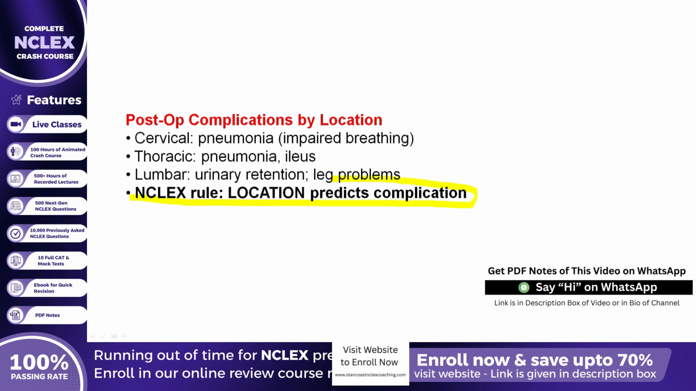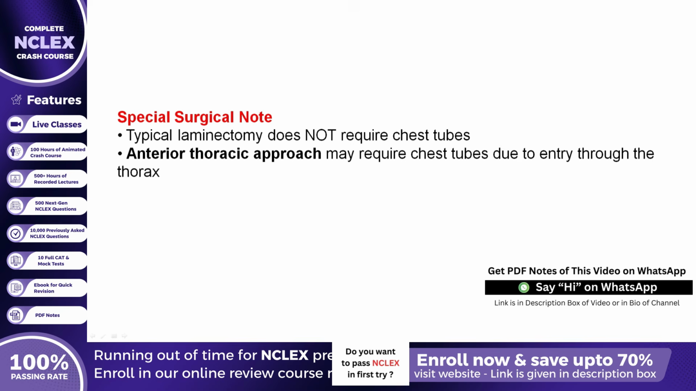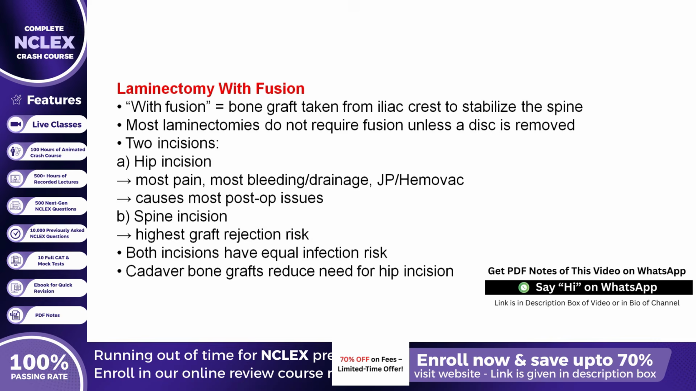Now let us move into an important special surgical note. A typical laminectomy does not require chest tubes. However, an anterior thoracic approach may require chest tubes because the surgeon enters through the thorax. Next, let us talk about what it means when we say a laminectomy is done with fusion. The phrase "with fusion" means that a bone graft is taken from the iliac crest to stabilize the spine. Most laminectomies do not require fusion unless a disc is removed.